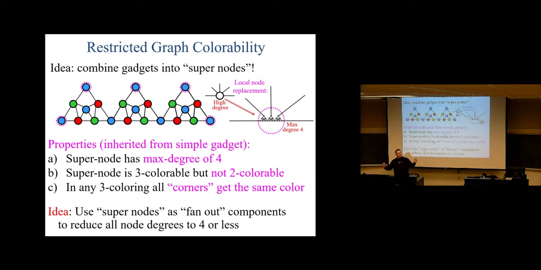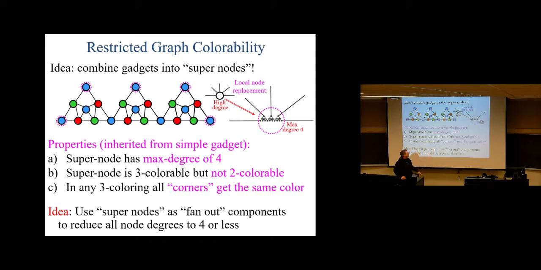Okay. So I'm reducing the degree of the graph to at most 4 by doing these local replacements of nodes of higher degrees than 4. But more than that, the resulting graph after all these local replacements is 3 colorable if and only if the original unmodified graph is also 3 colorable. How many can see that?